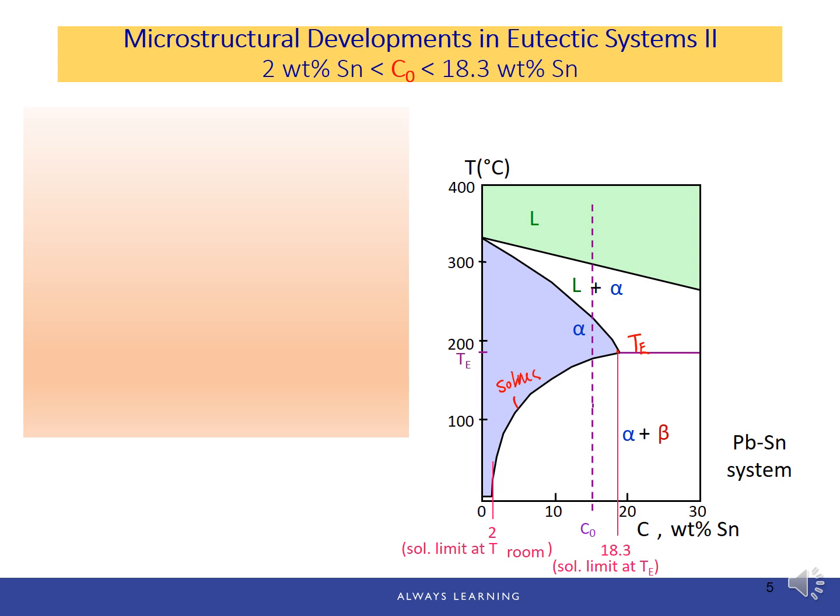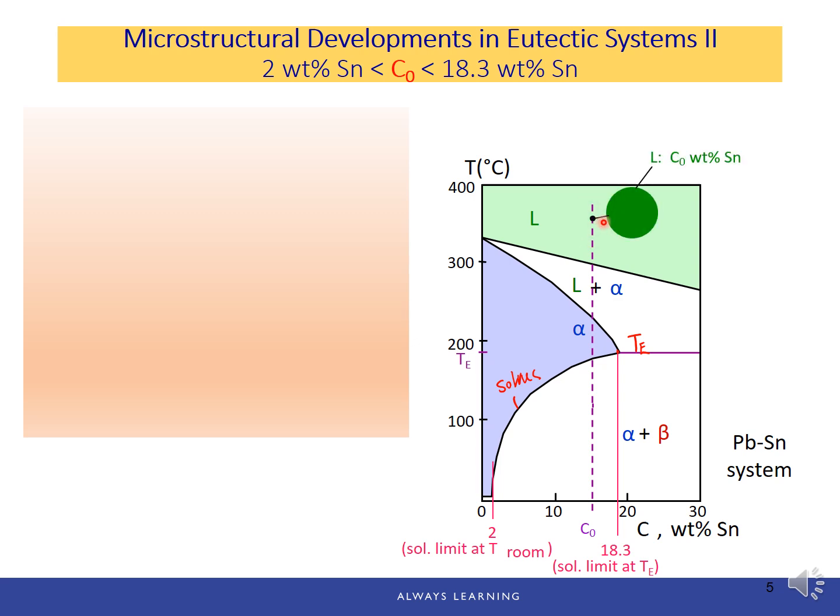So any alloy containing between the 2% and 18.3% cools past this solvus line, the solubility limit is exceeded and a small amount of beta phase will form. So now let's take a look at this example. C sub 0 is between 2 and 18.3%, and we're going to examine the microstructure development when we cool it down from above the liquidus temperature.